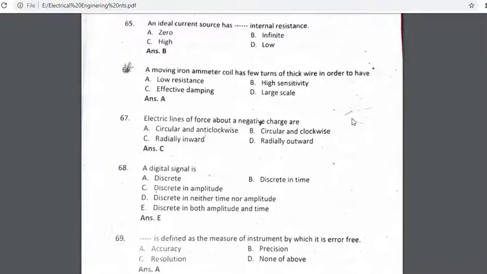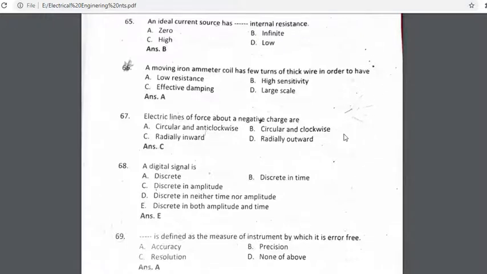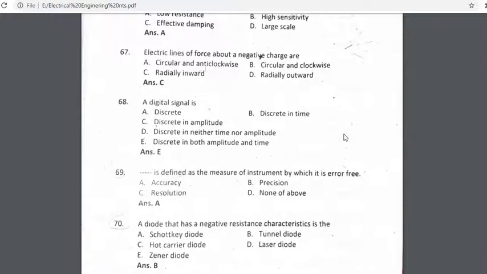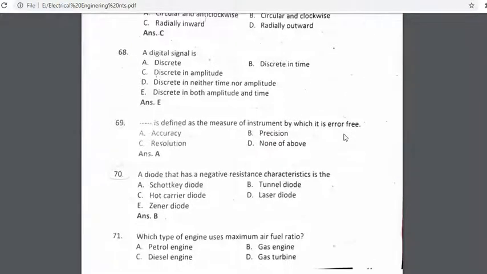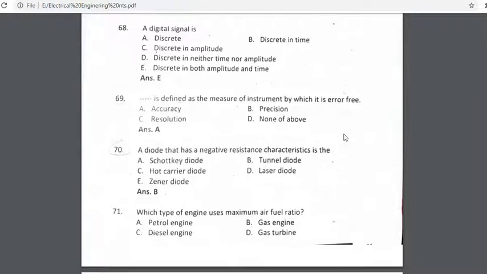So when we see a negative charge, we will see the lines are radially inwards, and in case of positive charge, they are radially outwards. A discrete system is what? Discrete in both amplitude and time. So dash is defined as the measurement of instrument by which it is error free accuracy.